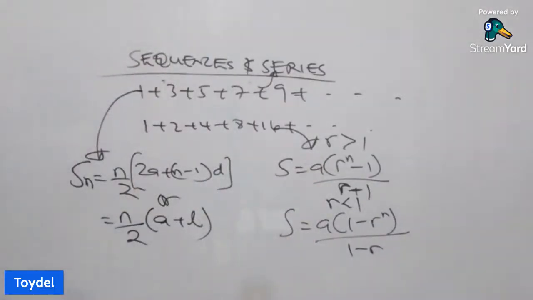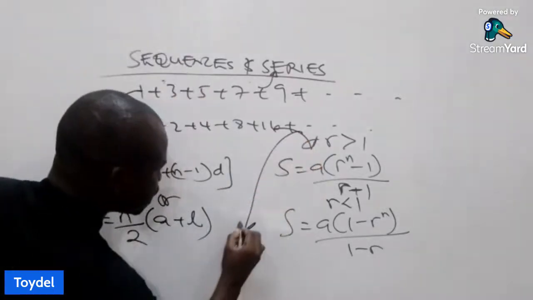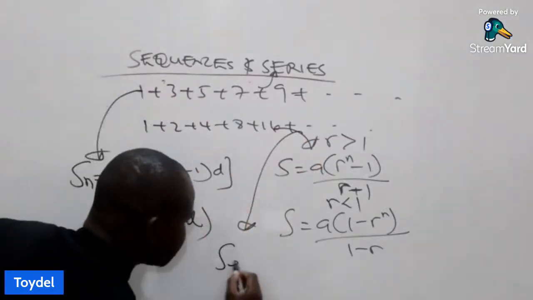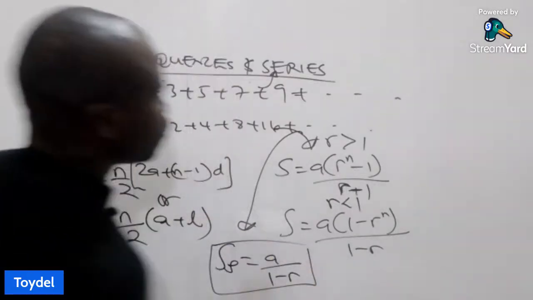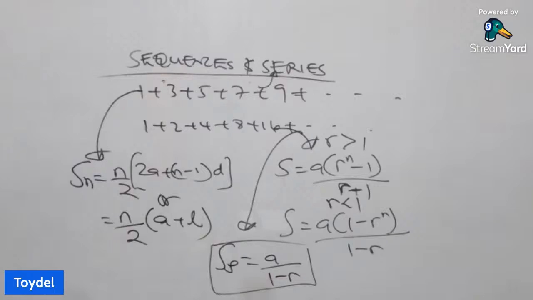Then the third one that we know is when n tends to infinity, then the sum to infinity will be a all over 1 minus r, and that is what we are going to get. So please, you can check my videos on series and sequence.